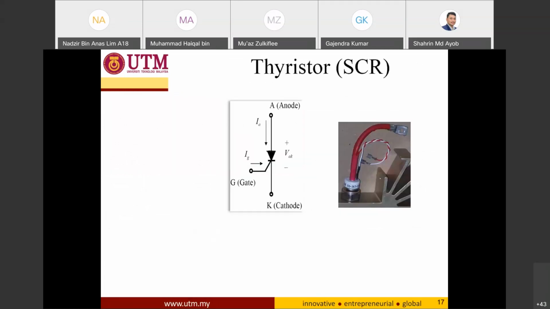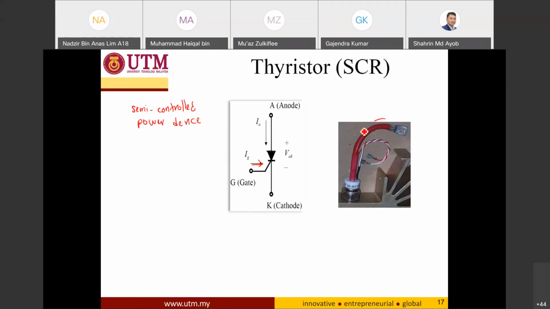And this is the second component that we want to discuss, which is the thyristor. The thyristor is under what we call a semi-control power device. Okay, so this is the symbol here. The symbol looks like a diode, with anode and cathode, but there is a third terminal here, what we call the gate. Okay, so A, K, and also G. And to this gate, you need to apply IG.